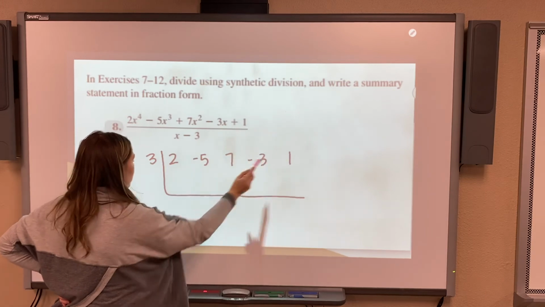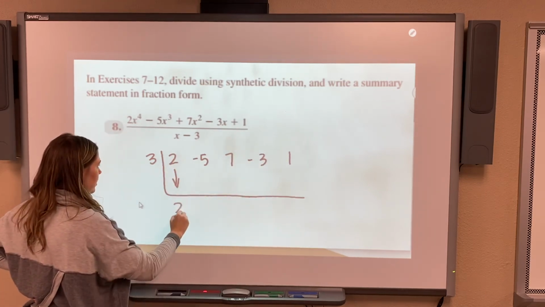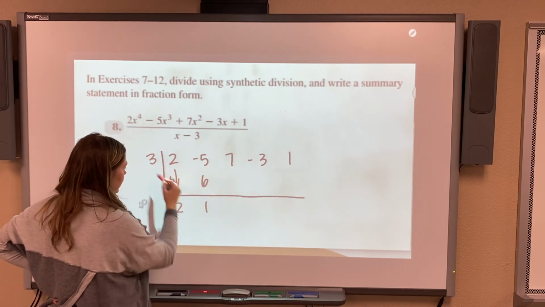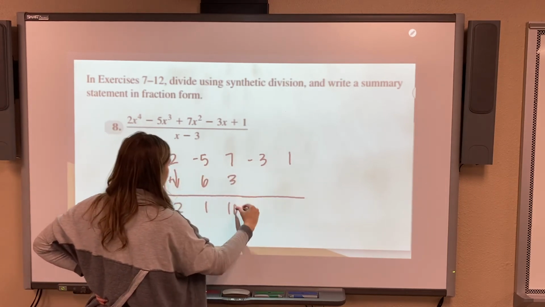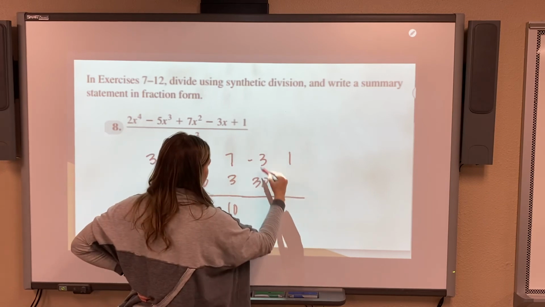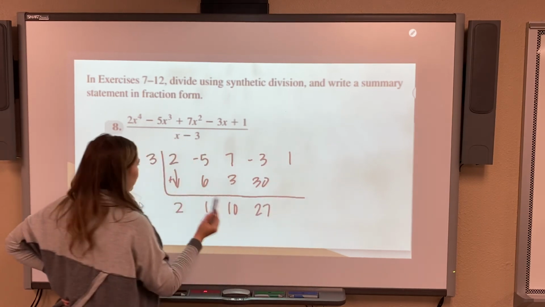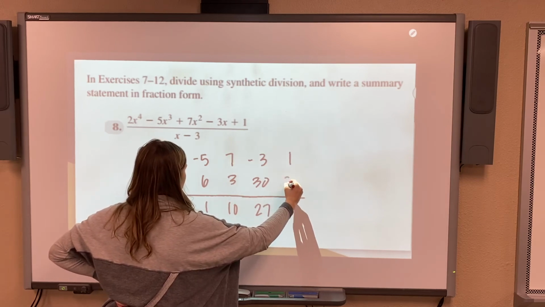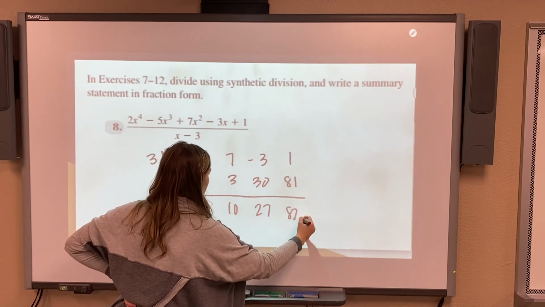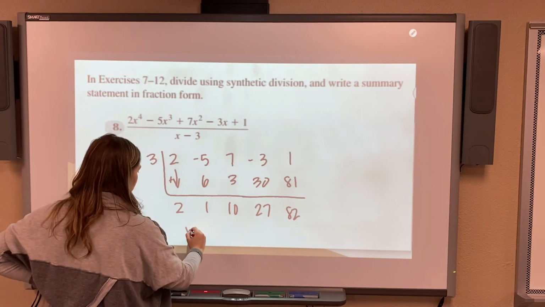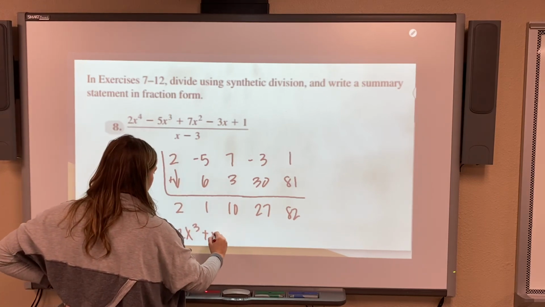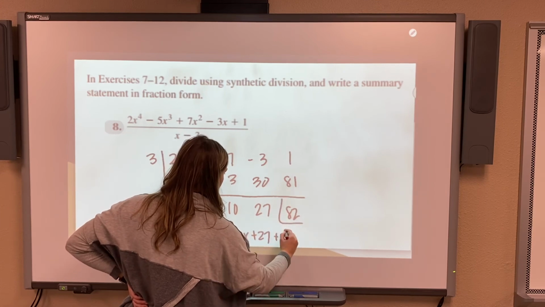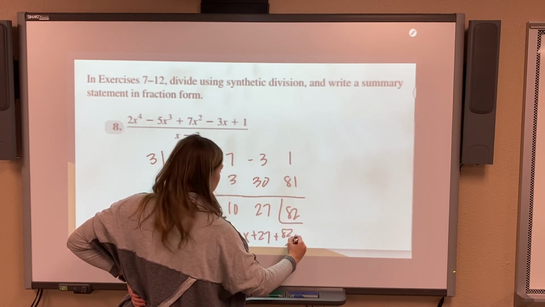Coefficients 2, -5, 7, -3, and 1. So let's bring down our 2. 3 times 2 is 6. We add -5 plus 6 is 1. 3 times 1 is 3. 7 plus 3 is 10. 3 times 10 is 30. -3 plus 30 is 27. 3 times 27 is 81. 1 plus 81 is 82. So we have 2x cubed plus x squared plus 10x plus 27 with plus 82 over x minus 3.